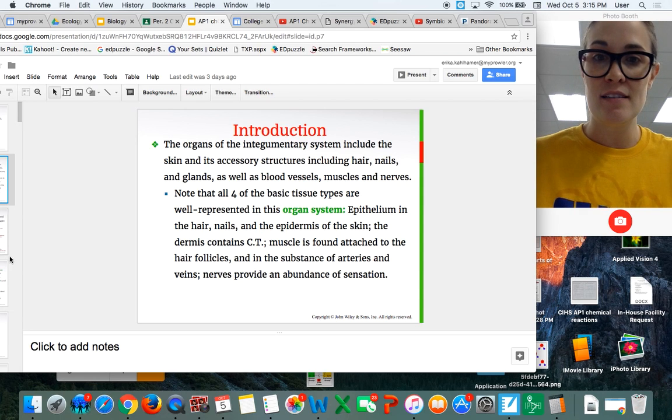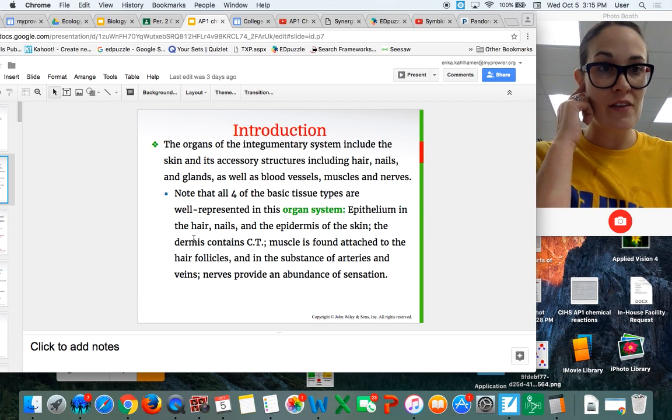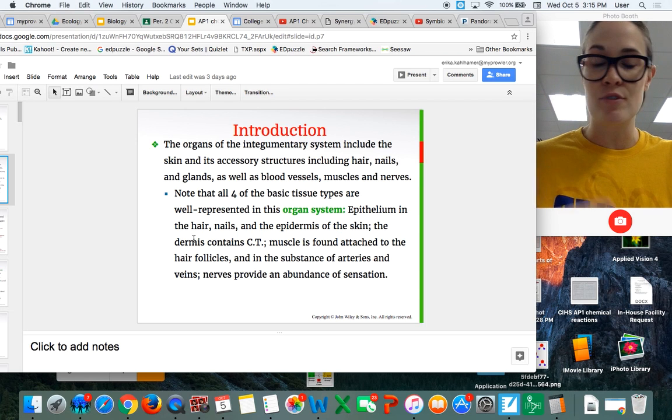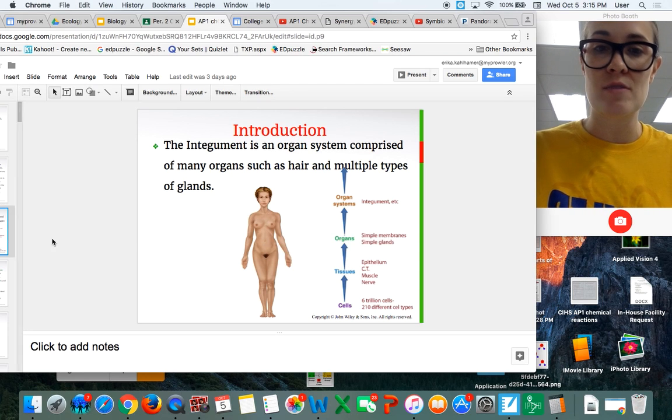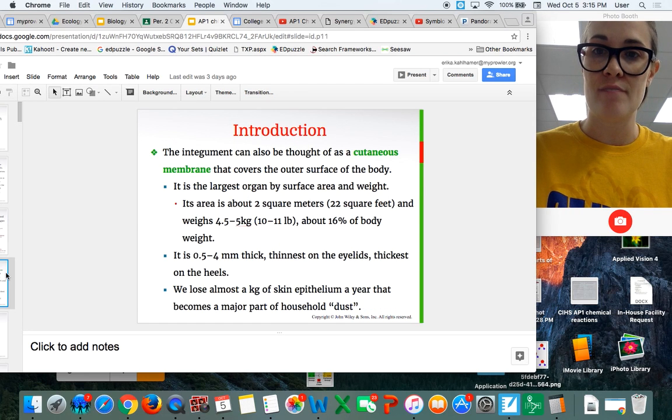And skin is an organ because it contains epithelial tissue on the outside, connective tissue, nerves, muscles, all those things. This is just how the integumentary system is organized. The cells that are in the body, all the way up to the integument itself, it's an organ.